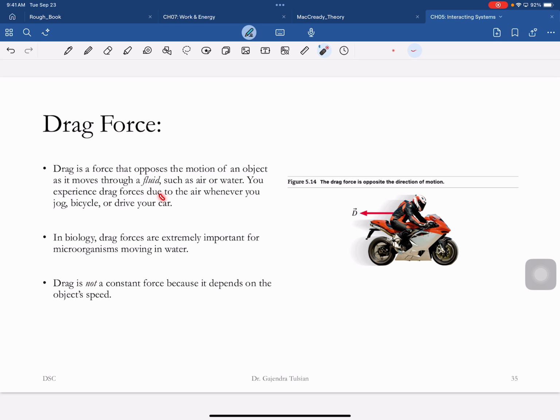So you experience drag forces due to air whenever you jog, bicycle, or drive your car. You've seen road bicycle riders ride one behind the other. What is that called? Drafting. Do you know why they do that? This rider has drag forces, and if a second bike rides at the correct place and in the correct alignment, the drag force on this rider can be almost half as much as on the first.